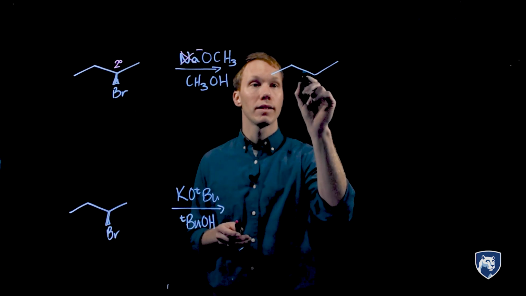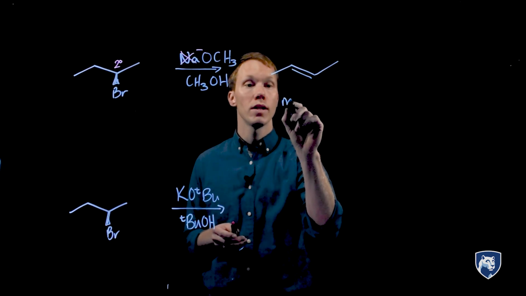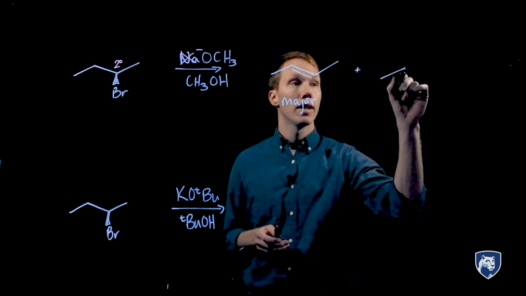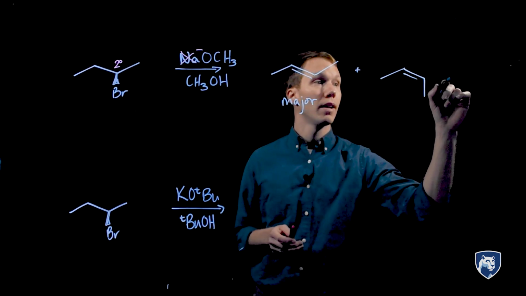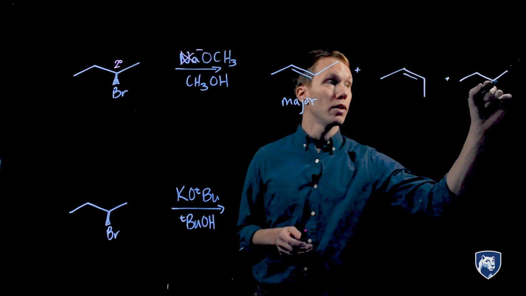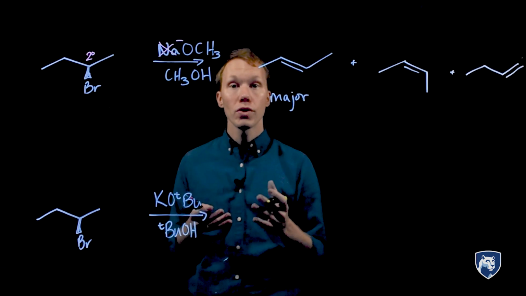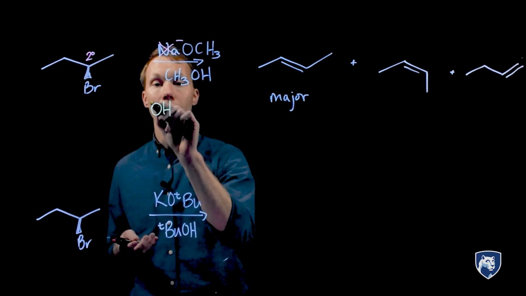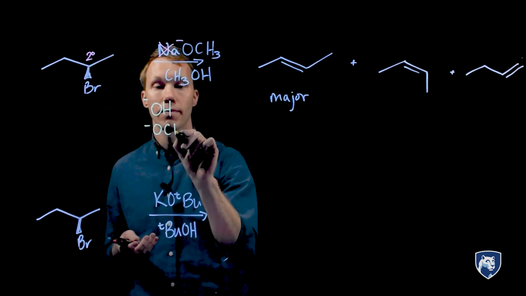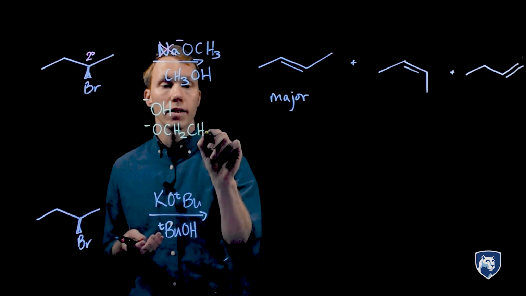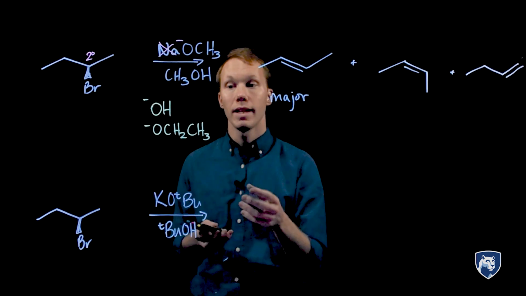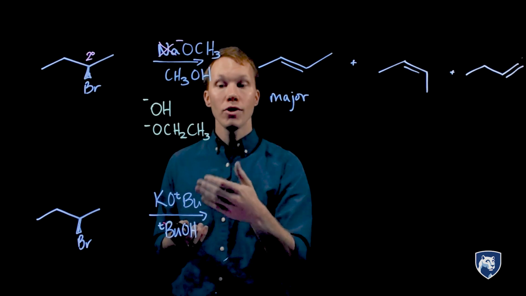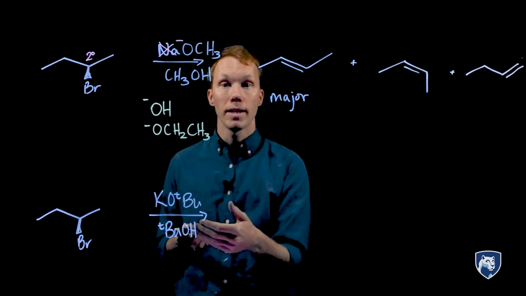In this particular example, we get the more substituted trans alkene as the major product with minor amounts of our cis and the less substituted alkene. Other strong bases that will lead to these same products are hydroxide as well as ethoxide. These bases are considered to be small bases. They don't have a lot of steric bulk on the back end. We'll contrast that with tertiary butoxide in a moment.